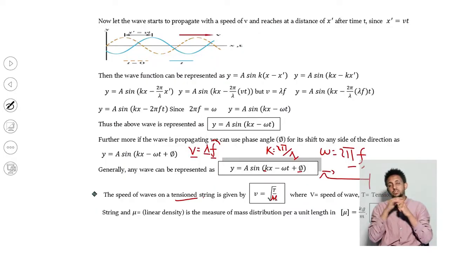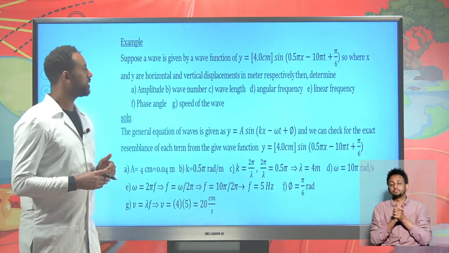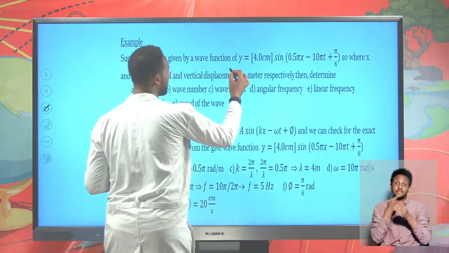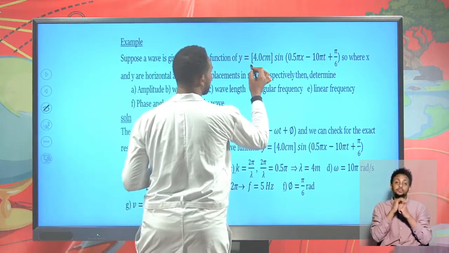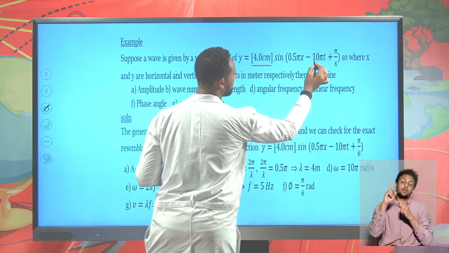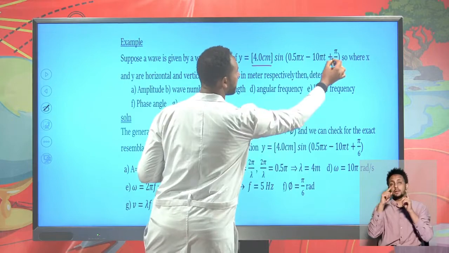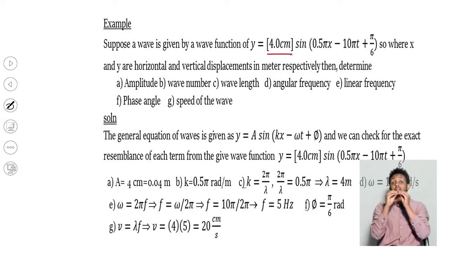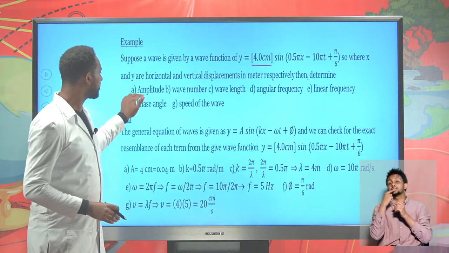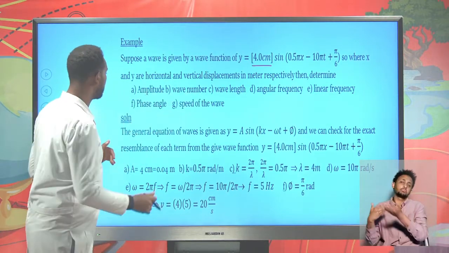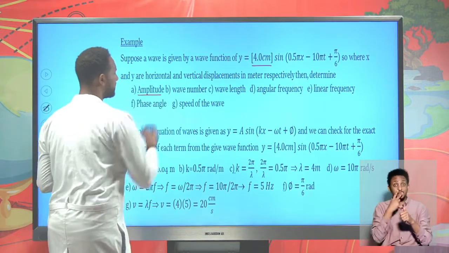Now let's try to solve one example. Here it says, suppose a wave is expressed using this function. The vertical displacement y is related like this: y = 4 centimeter sine(0.5 pi x minus 10 pi t plus pi over 6). From this mathematical expression of the wave, it asks what is the amplitude, wave number, wavelength, and so on. So first it says the amplitude.